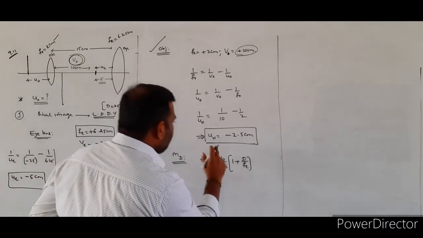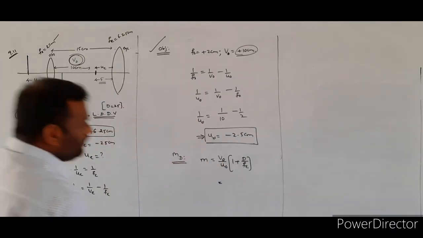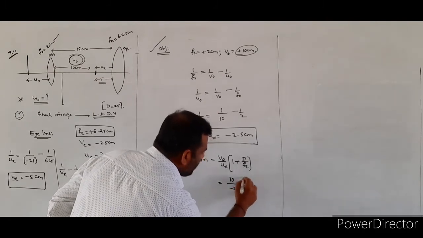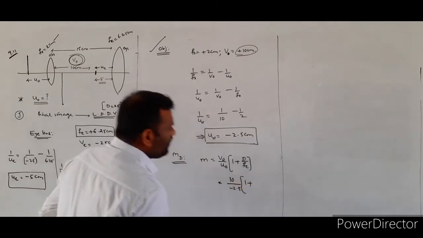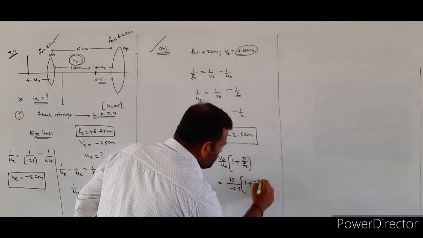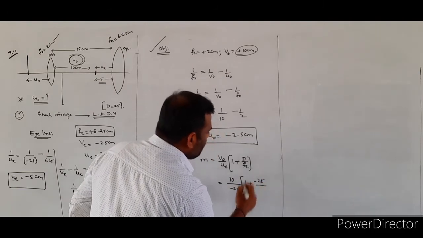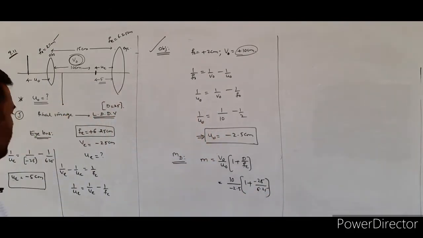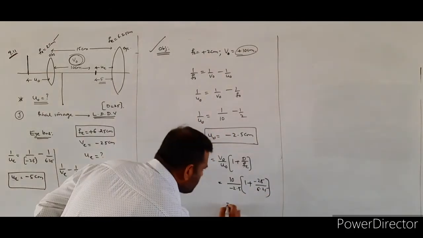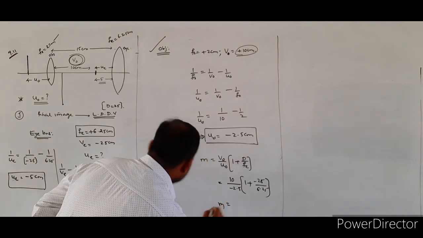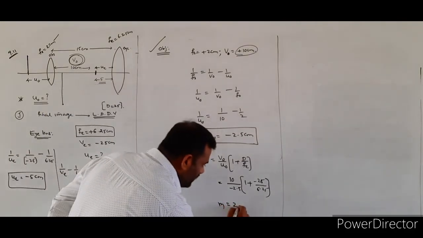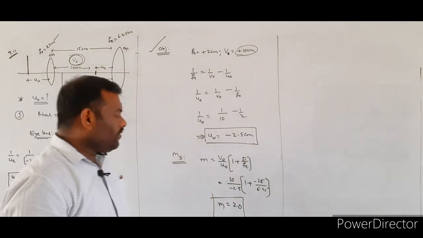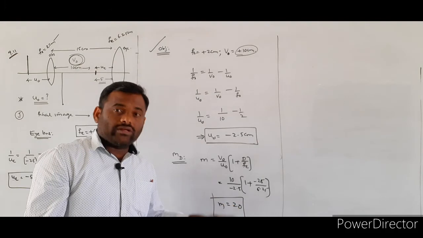See here, what is the v naught value? V naught value will be 10, and u naught value is equal to minus 2.5, 1 plus d, where d value is minus 25 centimeter. The eye lens focal length is equal to 6.25. If you simplify, you will get m value is equal to 20.